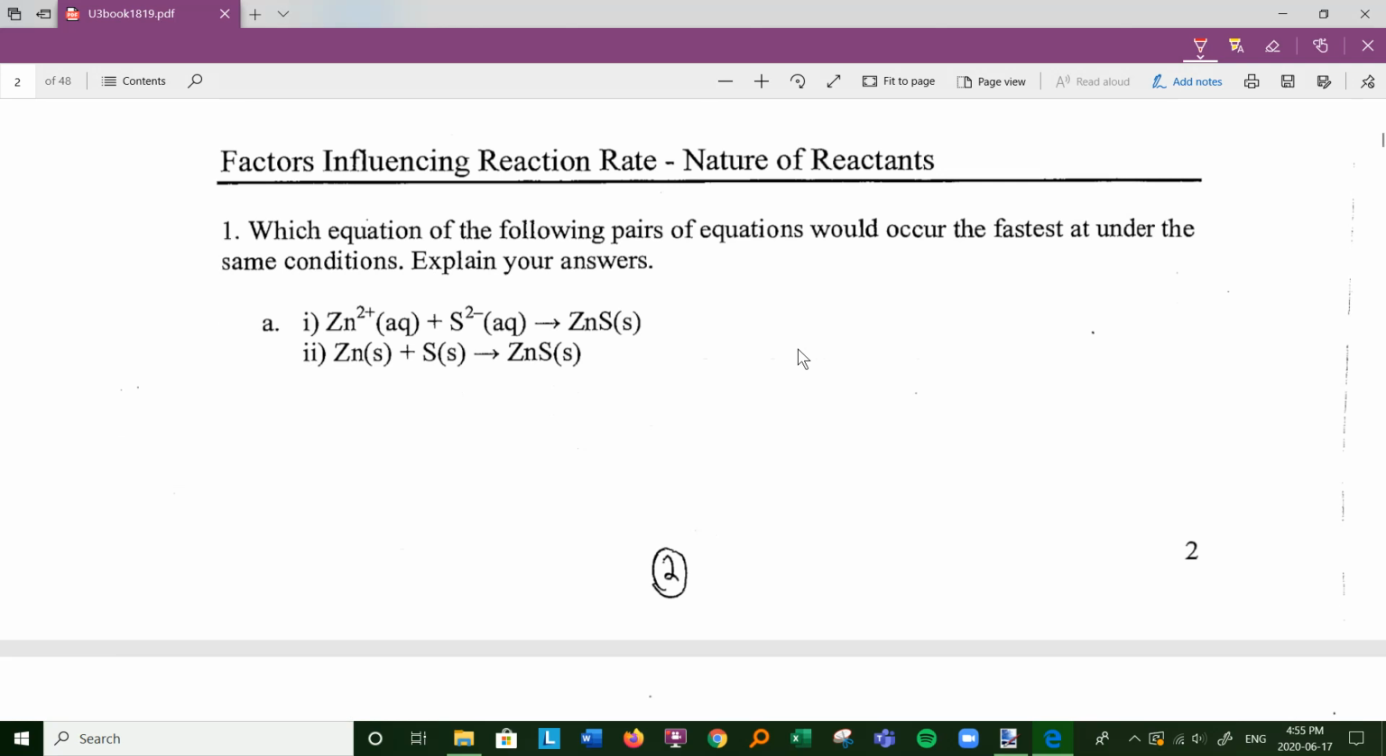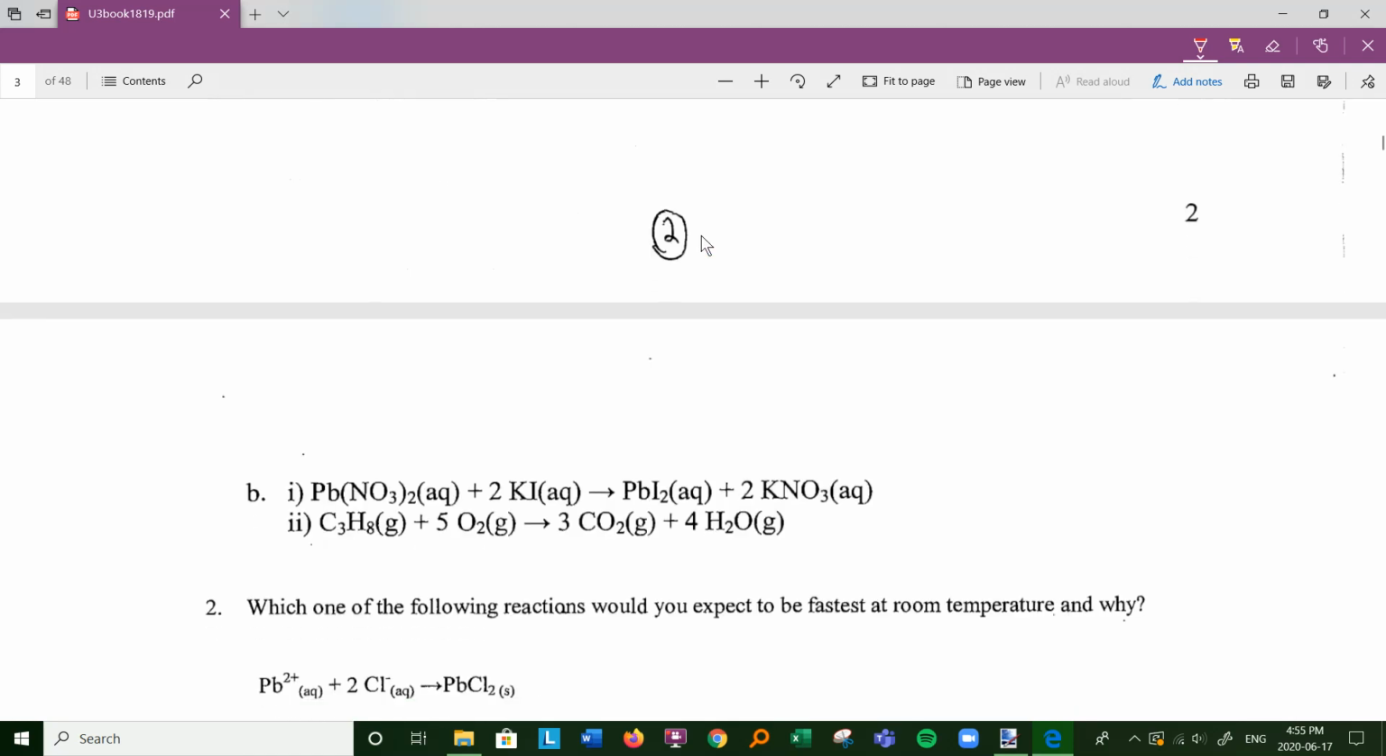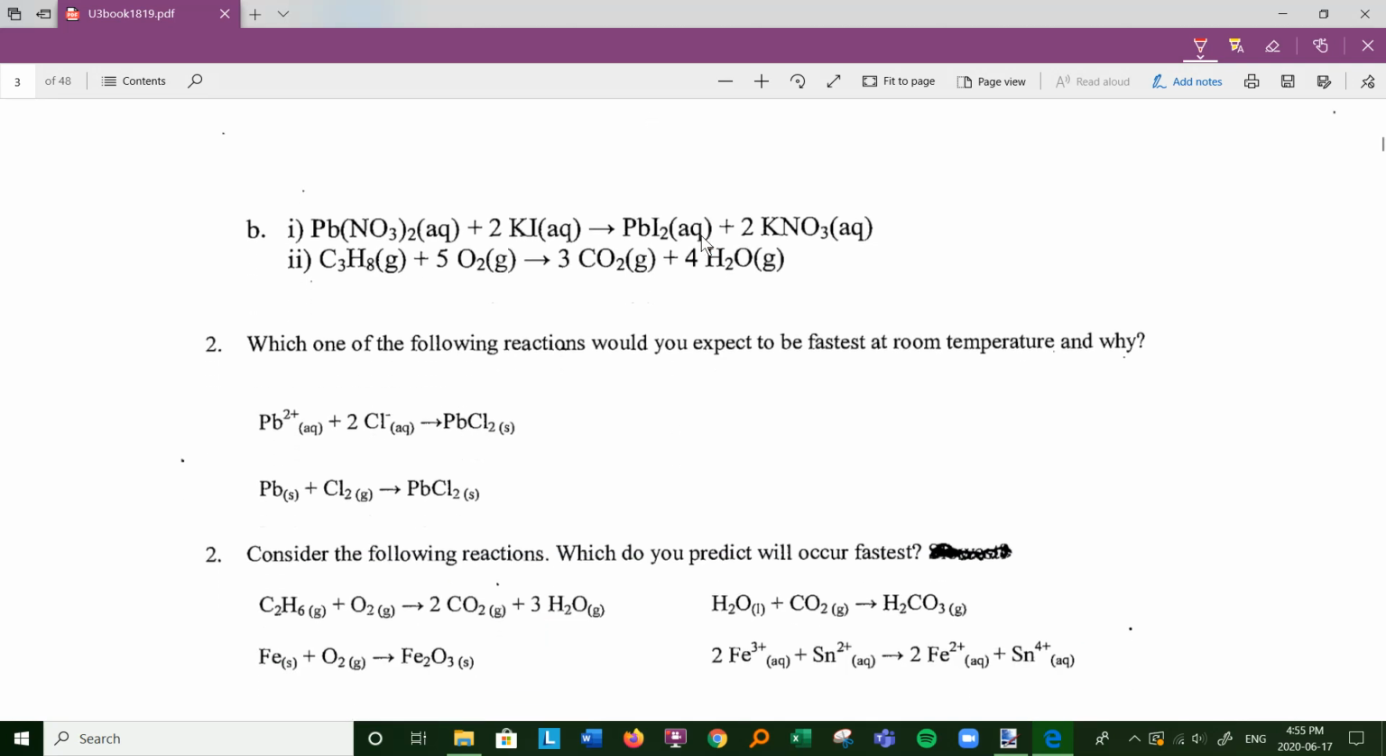So here I have, which equation of the following pairs would occur the fastest? So here, well, look at it. It's going to be the first one. Second one is solids, so you'd have to break interatomic forces. So this would be faster because the first one is just aqueous coming together. The second one, again, the first one's faster.